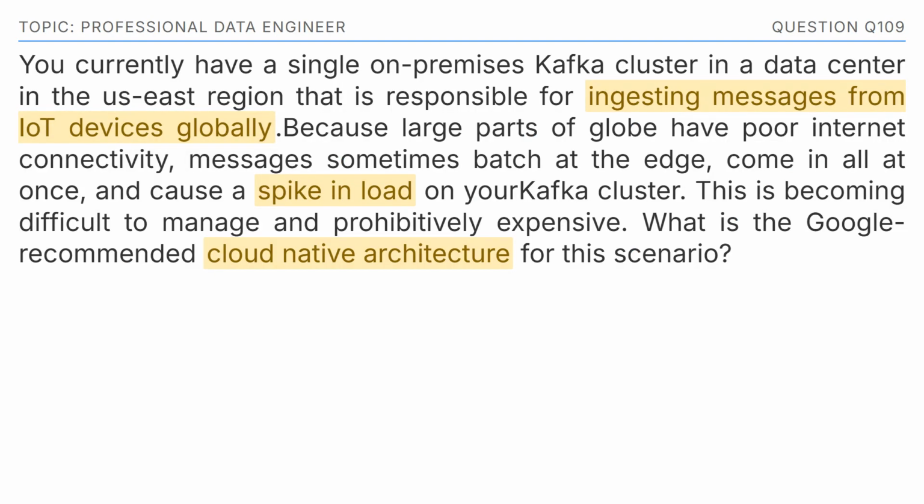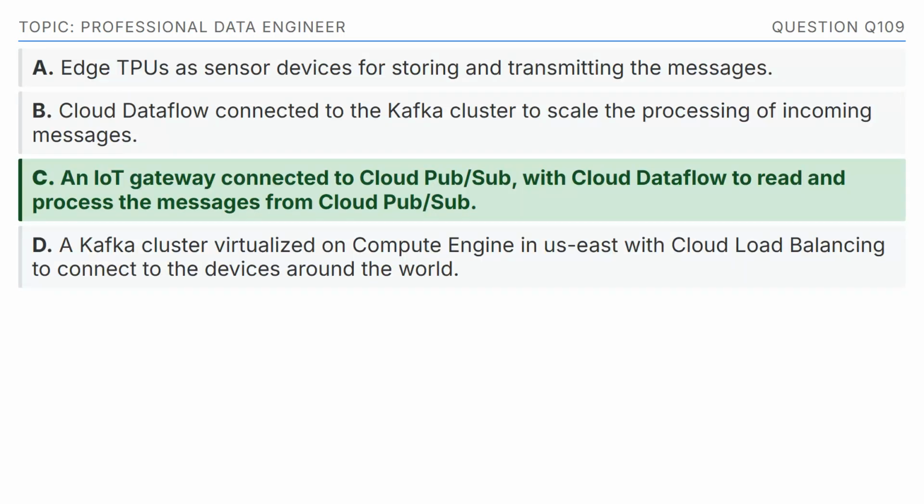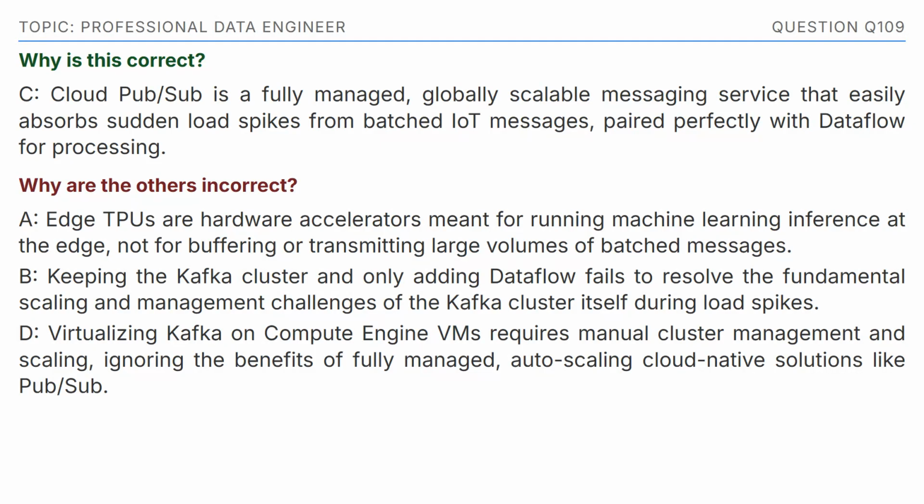To arrive at the correct answer, we focus on the keywords: ingesting messages from IoT devices globally, spike in load, cloud-native architecture. The correct answer is option C, an IoT gateway connected to Cloud Pub/Sub, with Cloud Dataflow to read and process the messages from Cloud Pub/Sub. Why is this correct? C. Cloud Pub/Sub is a fully managed, globally scalable messaging service that easily absorbs sudden load spikes from batched IoT messages, paired perfectly with Dataflow for processing.